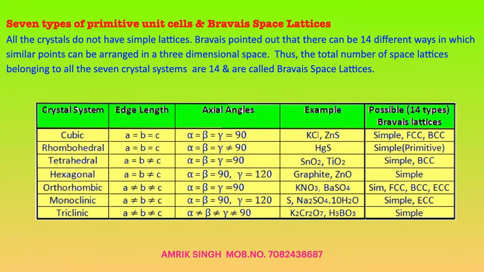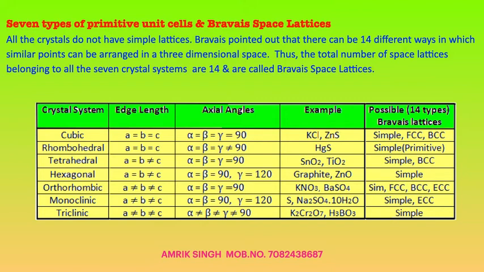The table is showing all the seven crystal systems, their edge lengths, respective axial angles, respective examples, and possible Bravais lattices. First is cubic, rhombohedral, tetragonal, hexagonal, orthorhombic, monoclinic, triclinic. Cubic is in our syllabus in class 12.